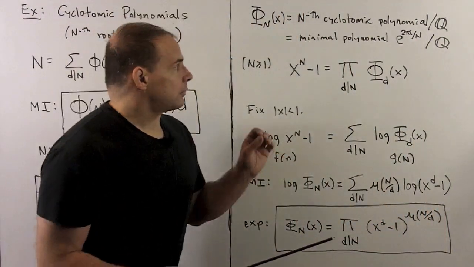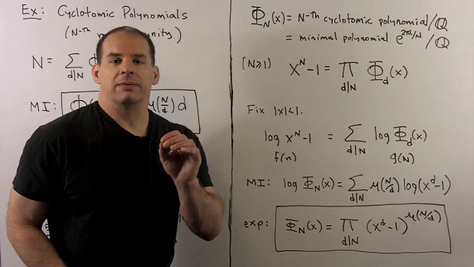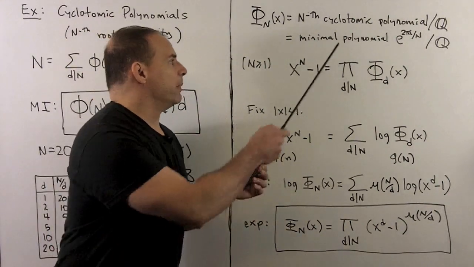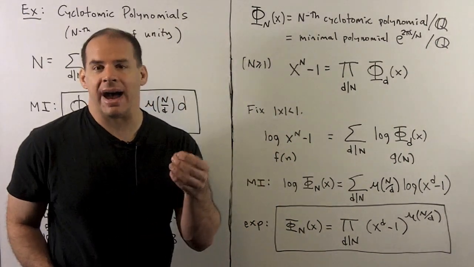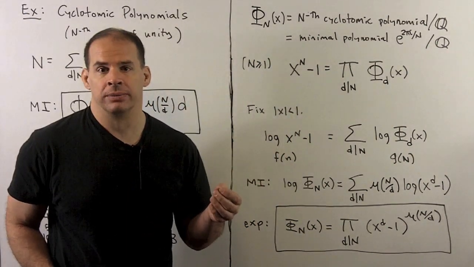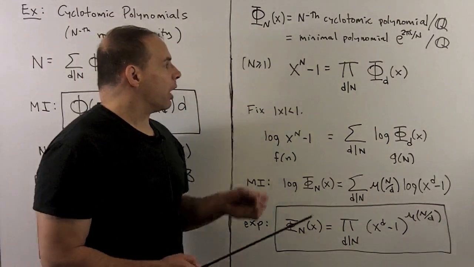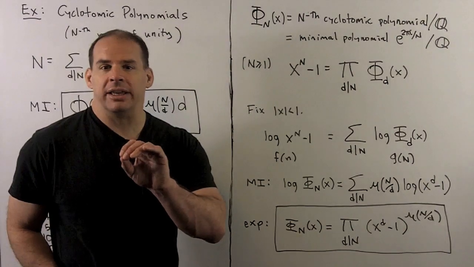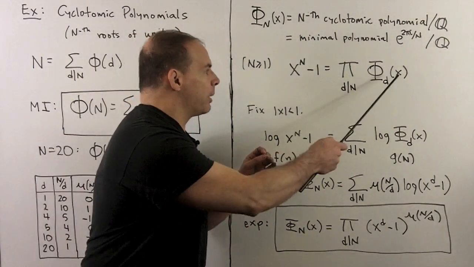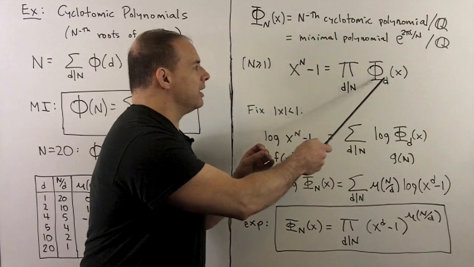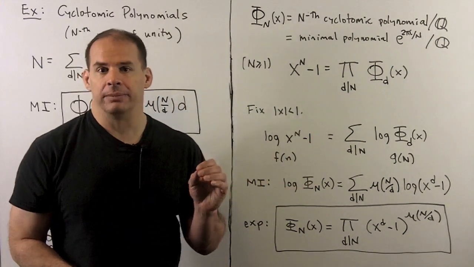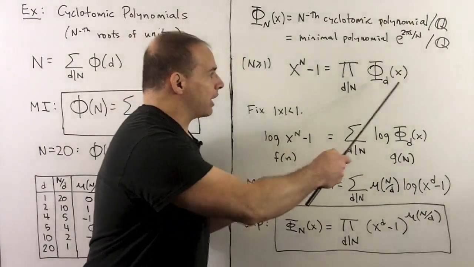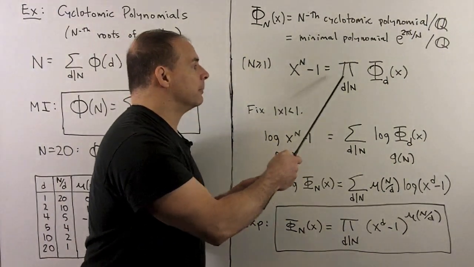Now, we also want the formula for the nth cyclotomic polynomial over the rationals. Recall this is the minimal polynomial of e to the 2 pi i divided by n over the rationals. We've seen before that x to the n minus 1 factors completely as a product of cyclotomic polynomials, where the index ranges over all divisors of n. Now, the Mobius inversion formula does not apply to this directly. We have a product instead of a sum.